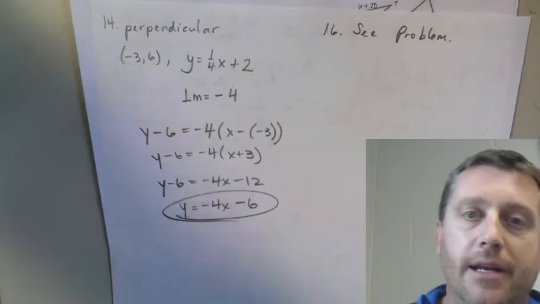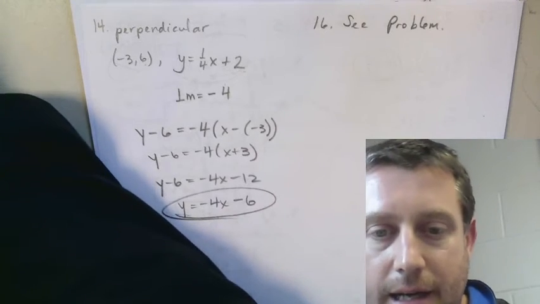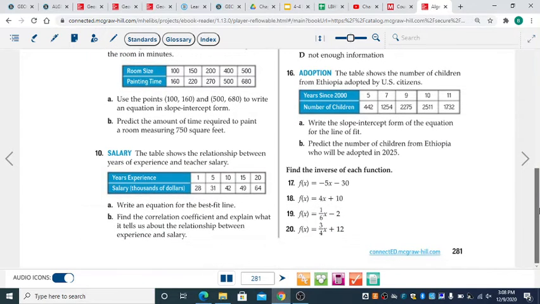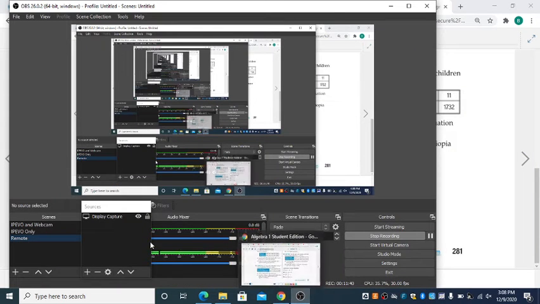Okay. Now, I made a note to myself to look at number 16, so C problem. So I'm going to go ahead and take a look at number 16 real quick. It says this, adoption. The table shows the number of children from Ethiopia adopted by U.S. citizens. Year since 2000, number of children. Write the slope-intercept form of the equation for the line of best fit. Oh, line of best fit. Well, we are going to have to go ahead and plot these points and figure out the line of best fit. So I'm going to pause this for a moment and actually plot these in Desmos, and then we'll go from there. So let's do that.